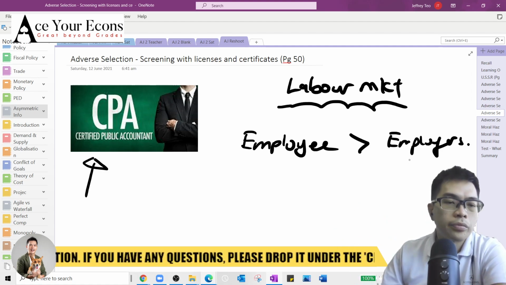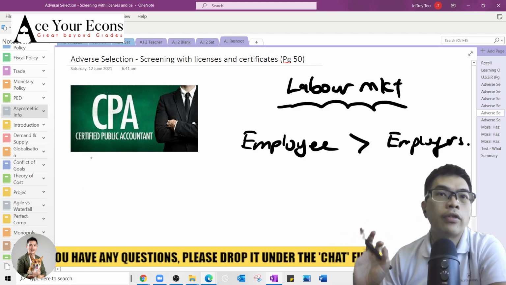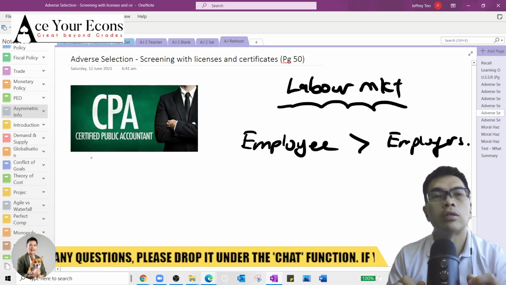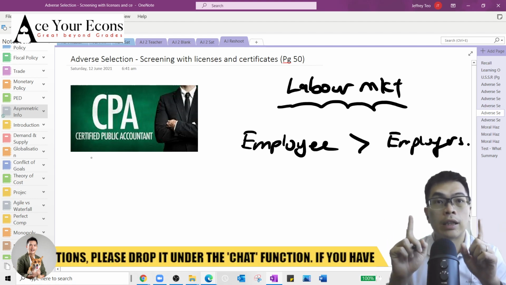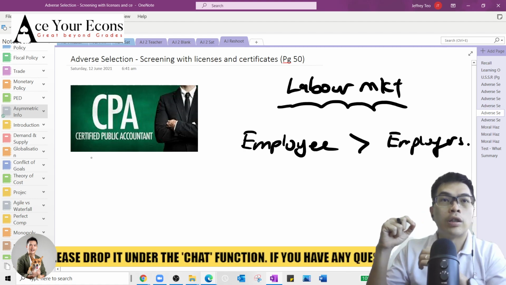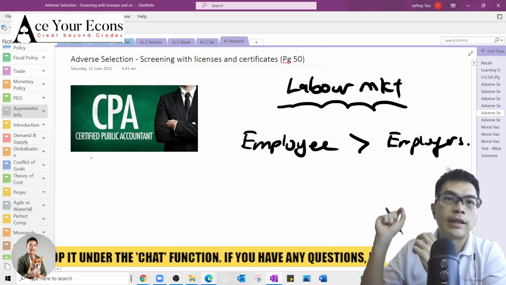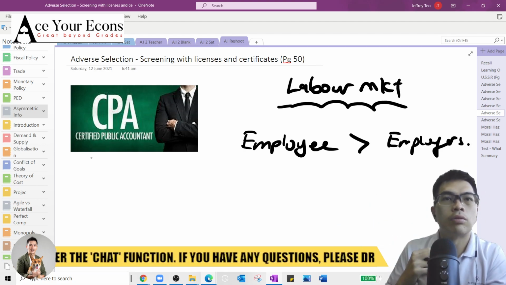Alright, certifications also have the issue of signaling. They can also send a signal to the employer. It works both ways. Certification can be a screening tool or a signaling tool. So when you attain a mountain of certification, the signal that you are going to send to the producer or the employer is what?